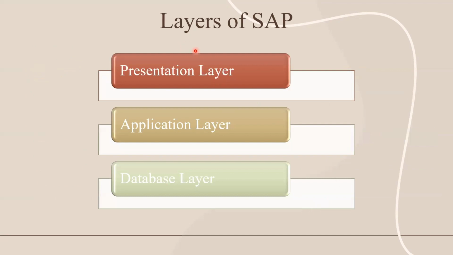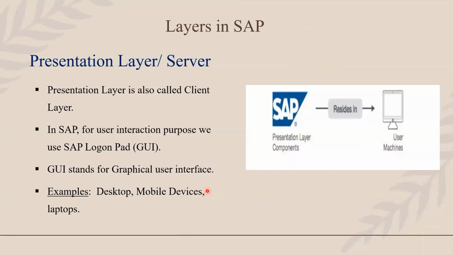So there will be three layers in SAP: presentation layer, application layer, and database layer. We will be learning more about each of them in detail. Firstly, it is the presentation layer. We call it the presentation server and also the client layer. The presentation layer is a kind of interface where the customer or end user will work.